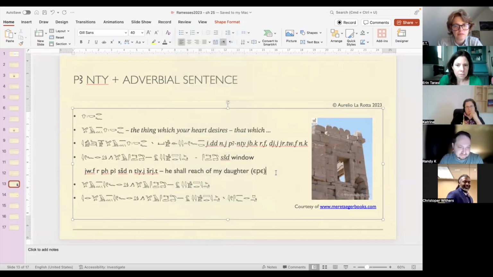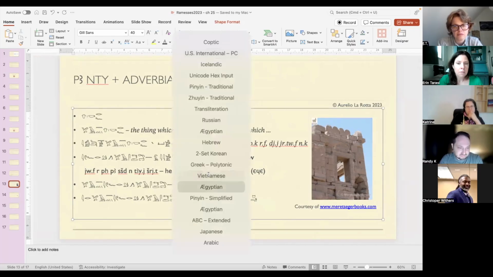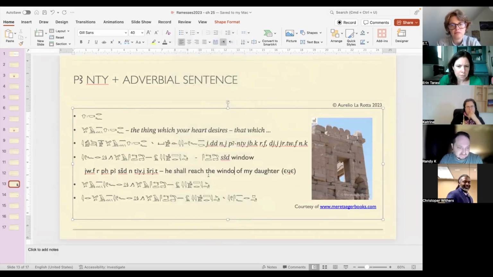Sorry, in Coptic it would be Efe. So he will reach, basically. It's UFR becomes Efe. That's seen the window, sorry. What am I doing? She shall reach the window of my daughter. That sounds like an odd thing to say. It's from the tale of the doomed or fated prince.